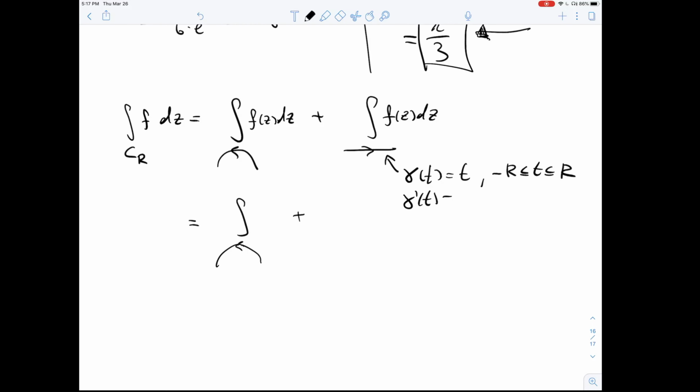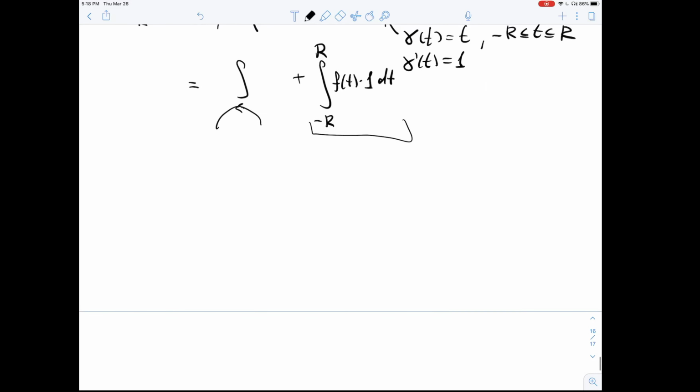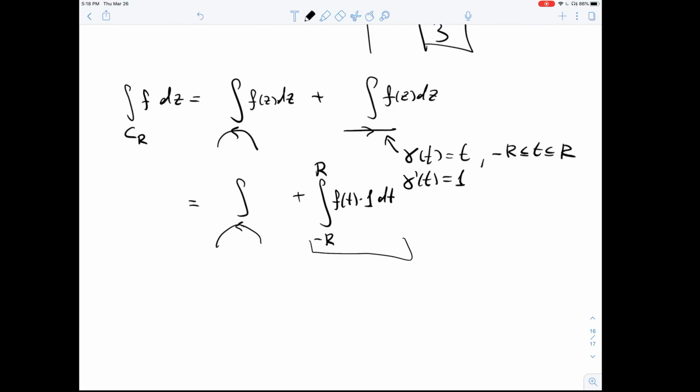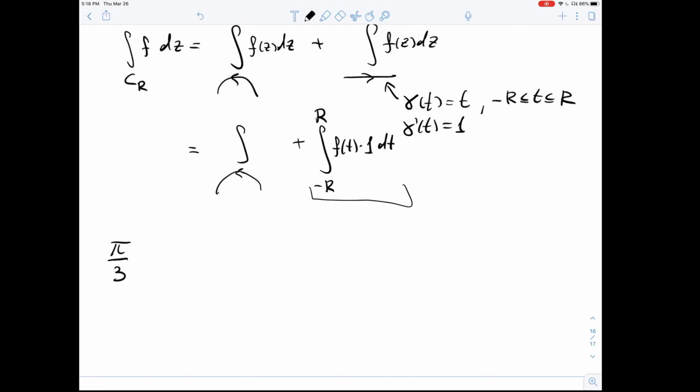So gamma prime of t is 1. And so here I just get f of gamma of t, which is f of t, times gamma prime of t, which is 1, dt from minus R to R. And this is exactly what I want eventually. So what do I have? And this left-hand side is pi over 3. So here is my result. Pi over 3 is equal to the integral of f of z dz over this arc plus the integral from minus R to R. And I have f of t, but I can easily change it to f of x dx.